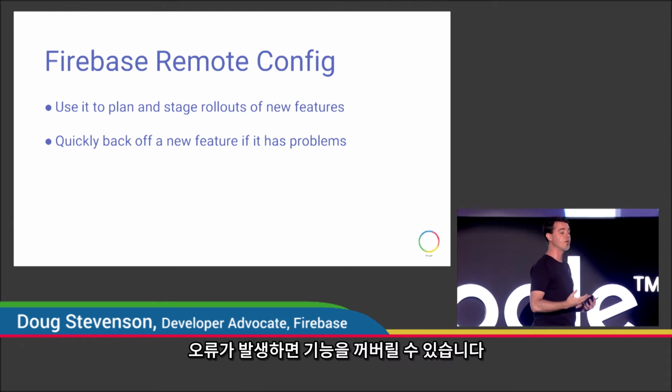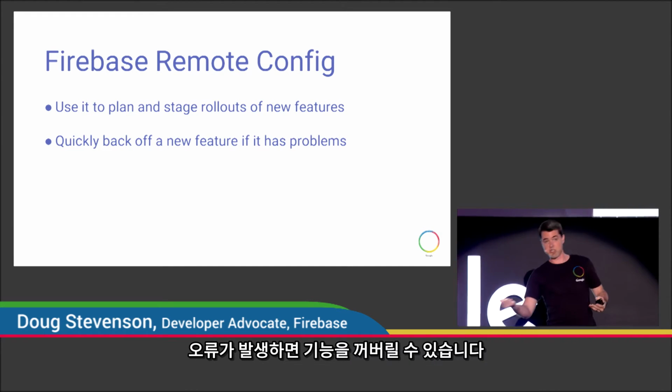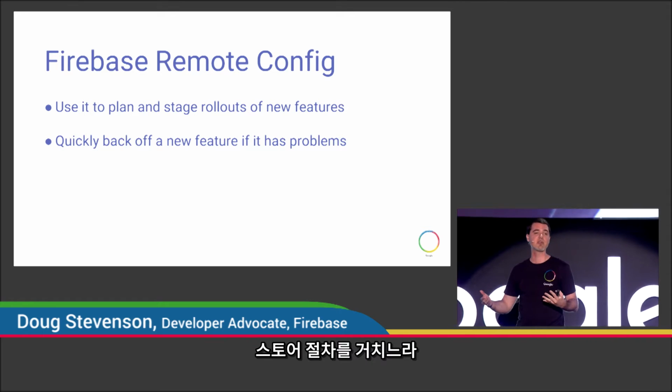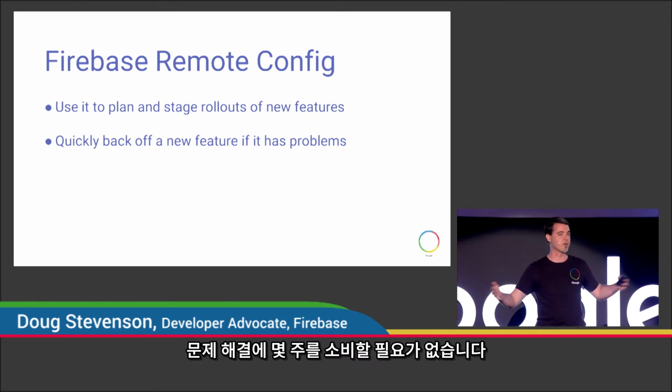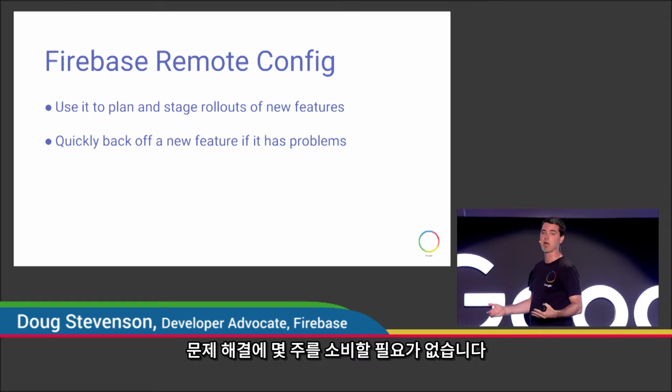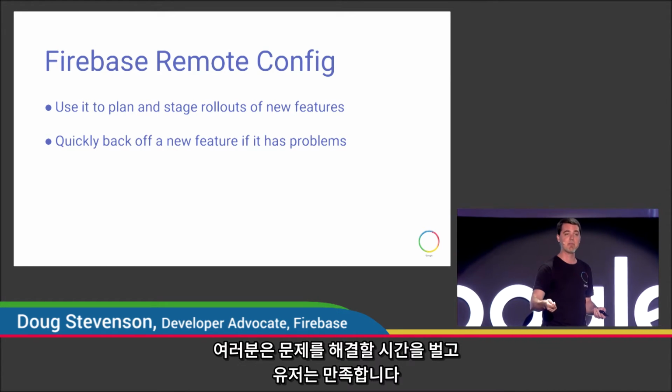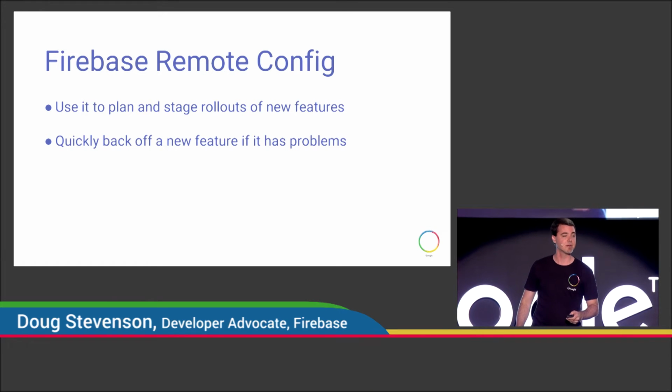Now, what this lets you do is, if there's an error, then you can just turn the switch off, unpublish it, and you don't have to go through the store procedures, the week or 2 weeks or 3 weeks it takes to fix the problem. Just turn it off, and it won't crash anymore, right? That gives you time to fix it, and your users can stay happy.